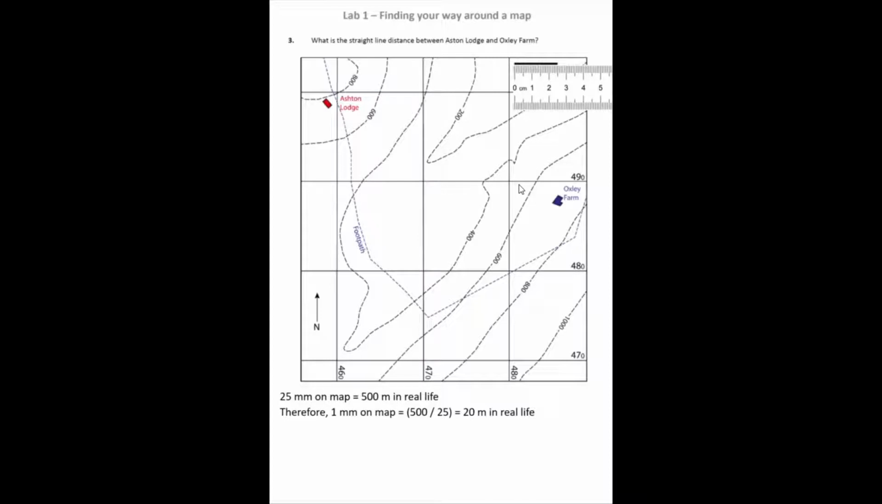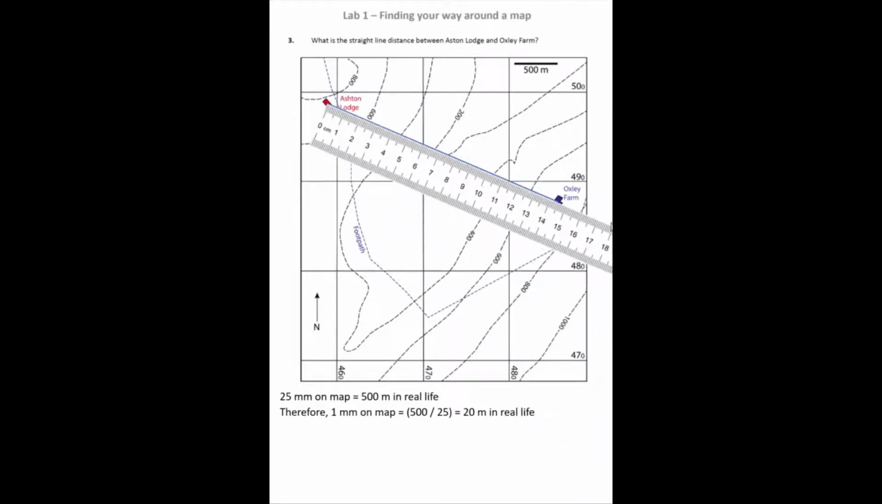So once we've got our scale factor, we can start using that to work out what distances are on the map. Our question is asking us to find the straight line distance between Ashton Lodge and Oxley Farm. So we can draw a straight line between those 2 points. Then we can put our ruler along that, and we can see that that straight line distance from Ashton Lodge to Oxley Farm is 145 millimeters.